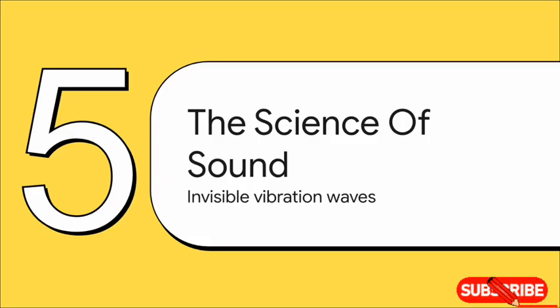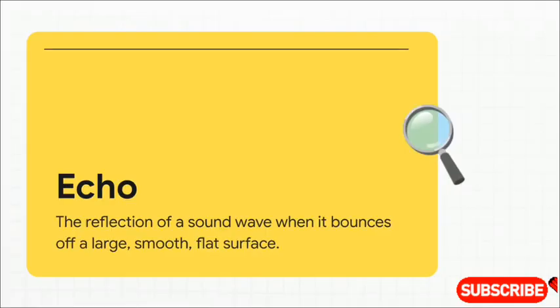Let's shift gears entirely now for Section 5, the science of sound. We are riding the invisible waves of vibration. At its core, sound is fundamentally made up of vibrations. And just like a bouncy ball, these sound waves can reflect off surfaces. The reflection of a sound wave is what we call an echo. And this works best on really large, smooth, flat surfaces, like a massive concrete wall.